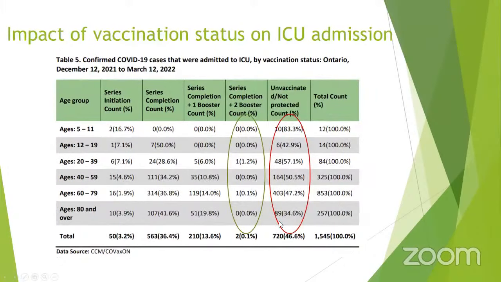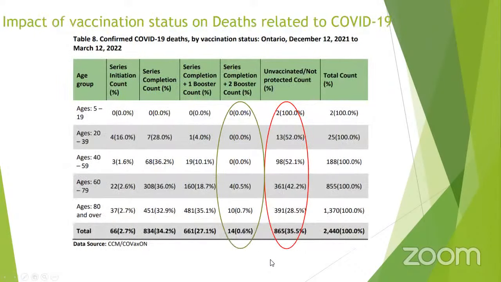This one would be showing that same data for our ICU admissions. And then these would be for the deaths related to COVID-19, 0.6% for those with completion of a series and a booster versus 35.5% in those that are unvaccinated.